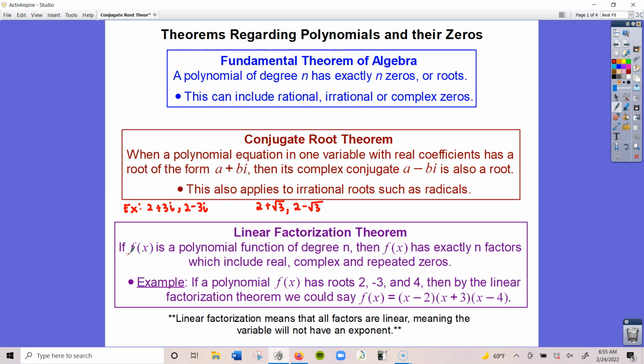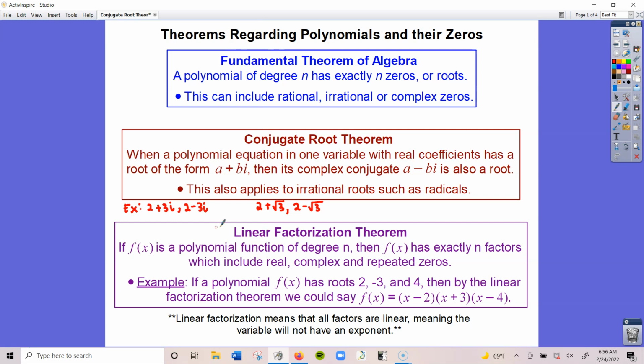And what this says is if f of x is a polynomial function of degree n, then f of x has exactly n factors, which include real, complex, and repeated zeros. So, for example, very similar to the fundamental theorem of algebra, if the degree is 3, then you're going to have exactly 3 factors for that polynomial.